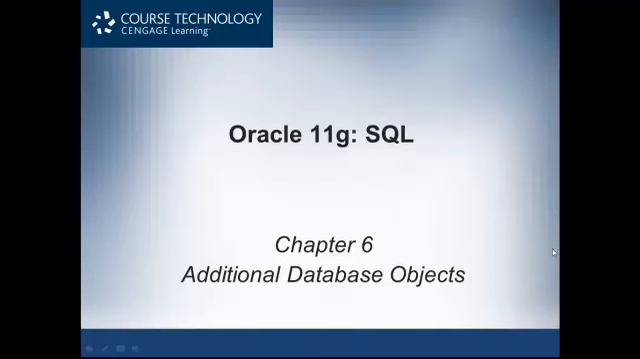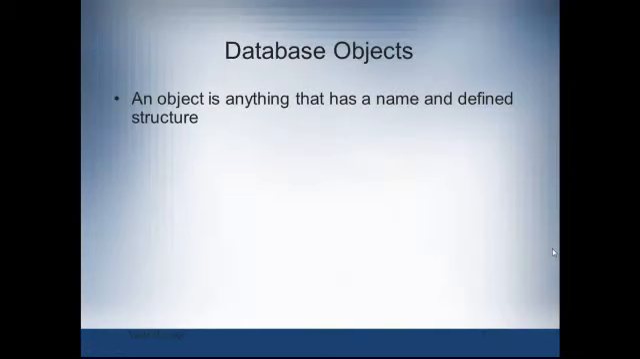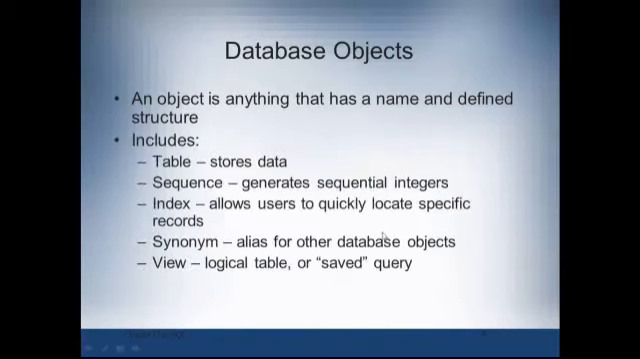Chapter 6 discusses additional database objects. Okay. A database object is anything that has a name and a defined structure. Well, we know about the tables. We've created tables, and the tables that we've created have a name and a defined structure. We define the columns. The table is used to store the data.